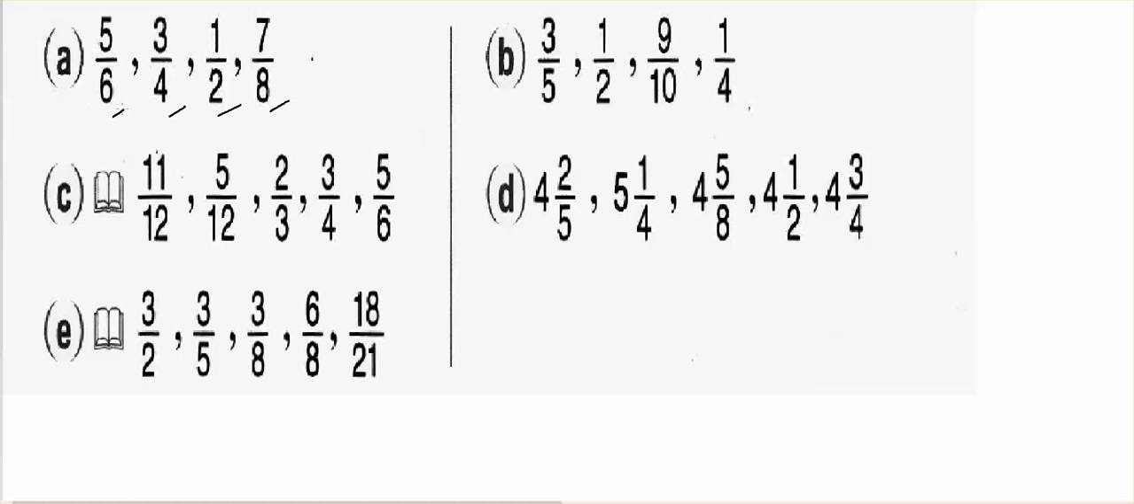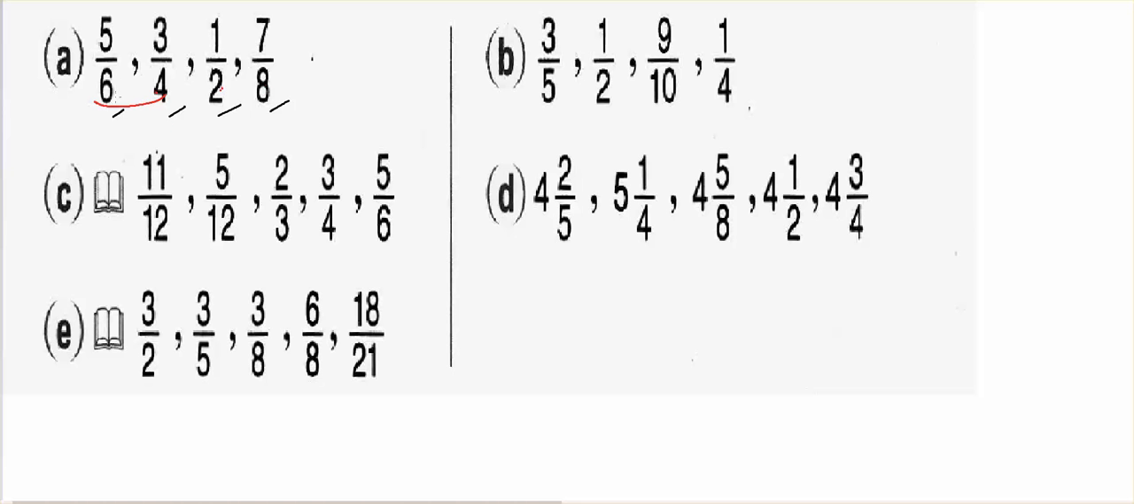Can we check 12? 12 is divisible by 6, divisible by 4, divisible by 2, but not divisible by 8. What about 16? 16 is divisible by 8, 2, 4, but not divisible by 6. Can we multiply 6 by 4 equals 24? Yes, 24 is divisible by all of these denominators. All of these denominators will be 24.